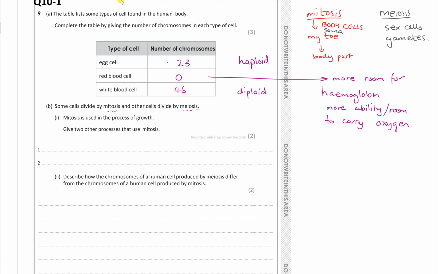Mitosis is used in the process of growth. Give two other processes that use mitosis. It's the repair of cells that are damaged, like for example on the skin, and asexual reproduction. Asexual reproduction. So, yeah, okay, let's move on.